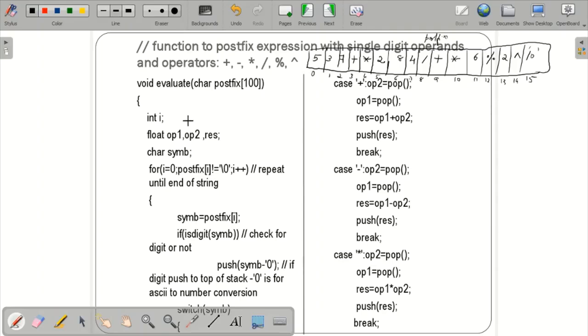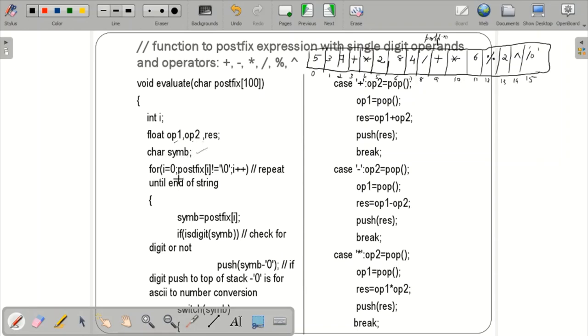Over here we have taken operand as floating point as well as the result. So float operand 1, operand 2, and the final result where we want to store. For example, operand 2 we popped this way and operand 1, and in between them, and finally the result also needs to be stored, so that we have taken it as a float. And a symbol to store each operand or operator, I need a character symbol.